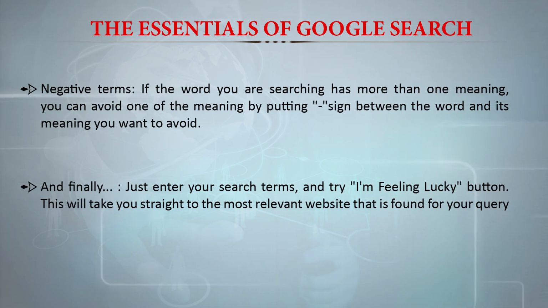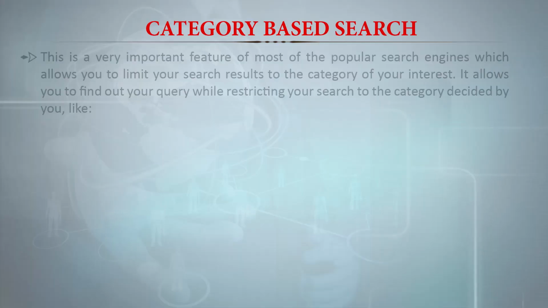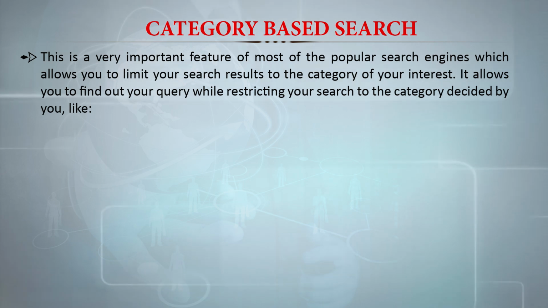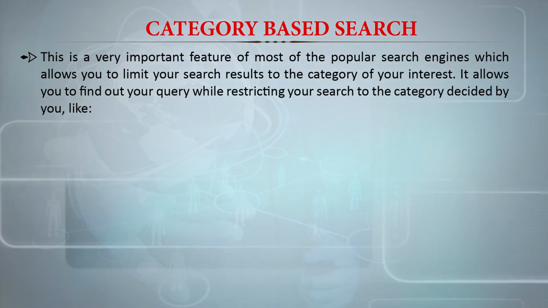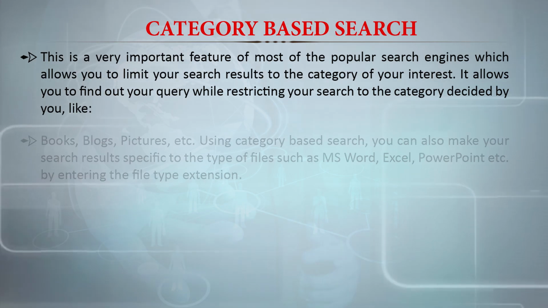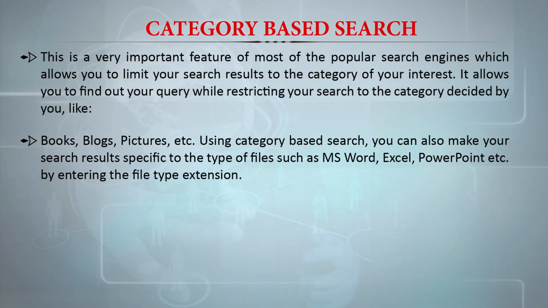Let us now discuss briefly the category based search. This is a very important feature of most of the popular search engines, which allows us to limit our search results to the category of our interest. It allows us to find our query while restricting our search to the category decided by us, such as books, blogs, pictures and other things.